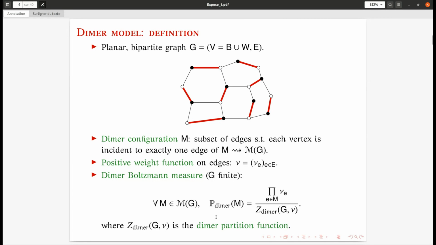Can you see my mouse if I show with my mouse on the screen or not? Yes. Yes? Okay, so then I can show where I'm at. Good.